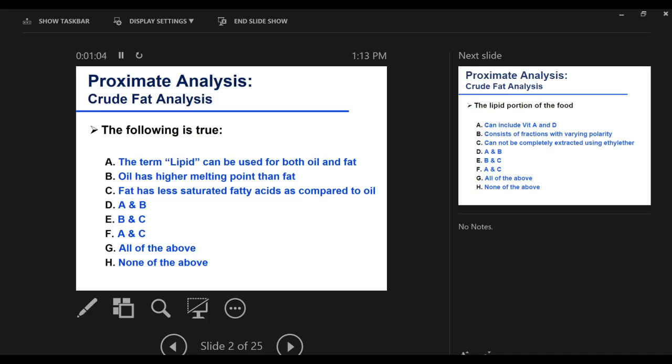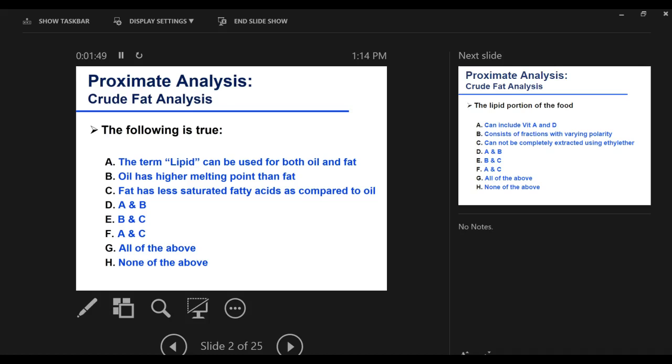So, Laura. A is true. Anybody is going to counter Laura? Nobody's going to counter Laura. She is correct. Fat has a higher melting point than oil. That's why fat is solid at room temperature. And then fat has less saturated fatty acid. No, actually oil has more polyunsaturated fatty acids and less saturated.